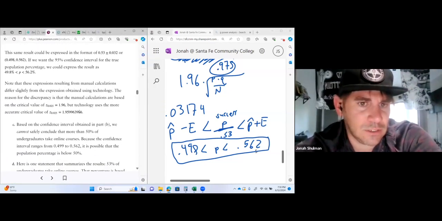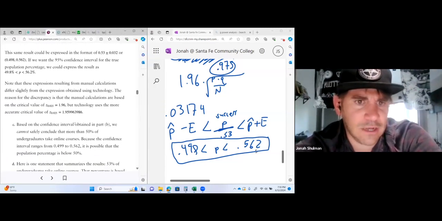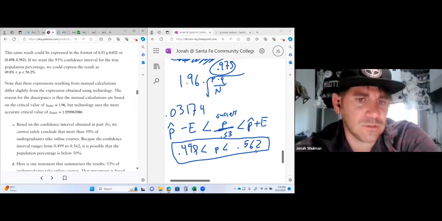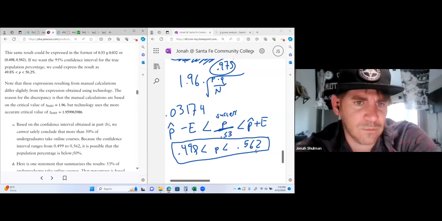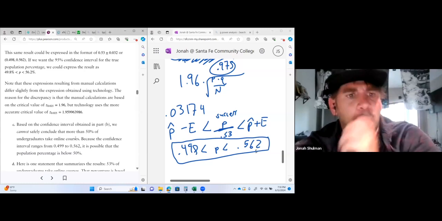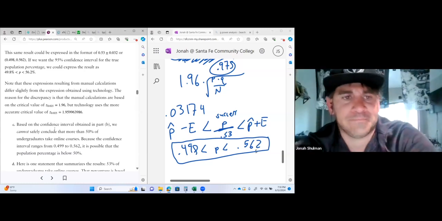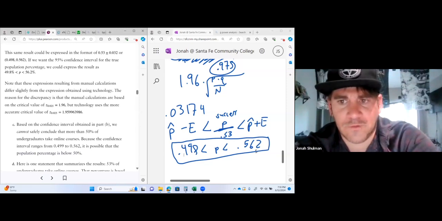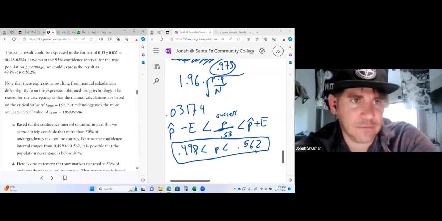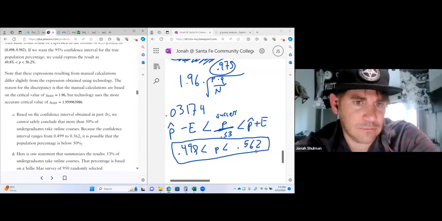It is what it is, right? Based on the confidence interval obtained in Part B, we cannot safely conclude that more than 50% of the undergraduates take online courses. Because the confidence interval ranges from this to this, it is possible that the population percentage is below 50%. Okay. Yeah, that is below 50%. I believe that. I'll take it. We're saying it's between 49% and 56%. So I'm fine with that.